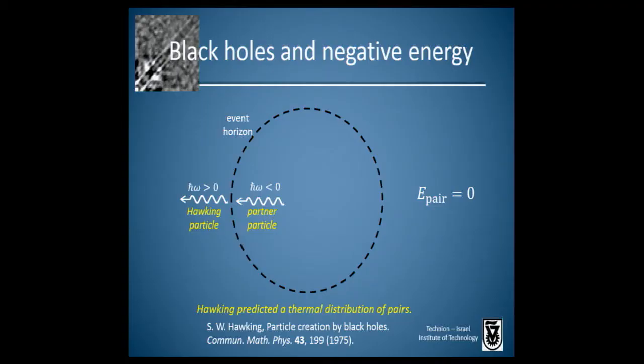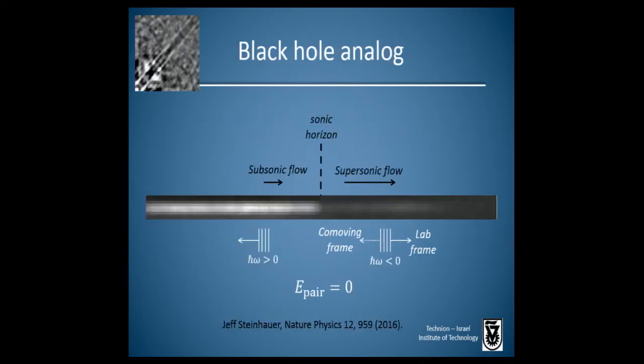And so there's a Hawking particle and the partner particle. And Hawking predicted a thermal distribution of these pairs. It's not just one frequency, it's a thermal distribution. So here's the analog black hole. This is a Bose-Einstein condensate.